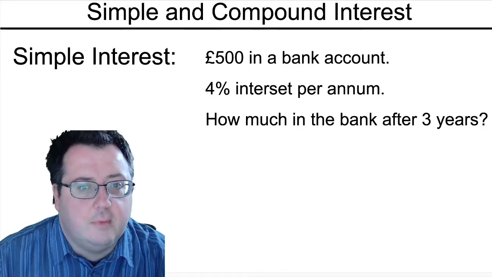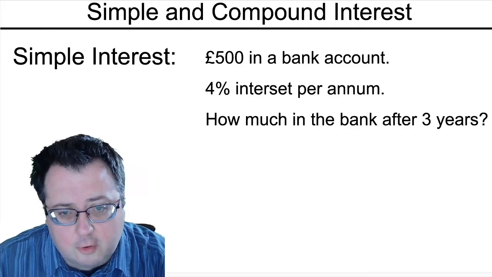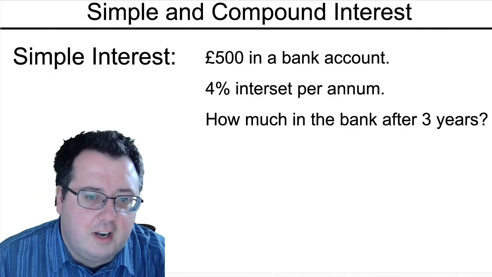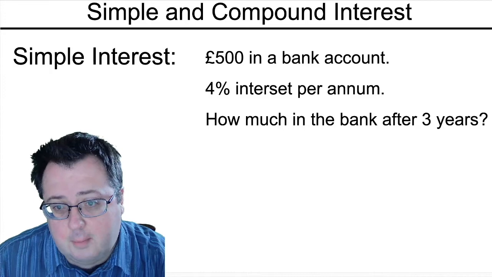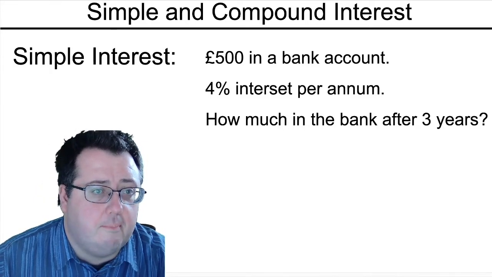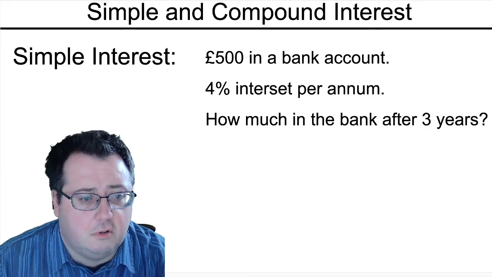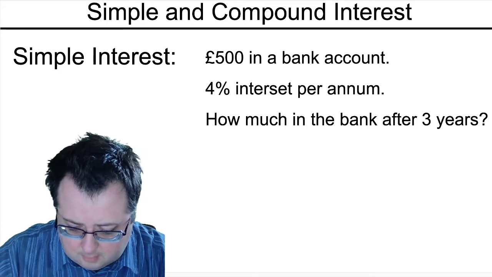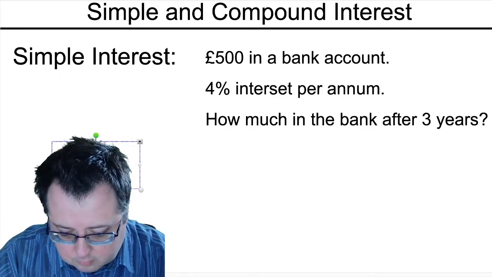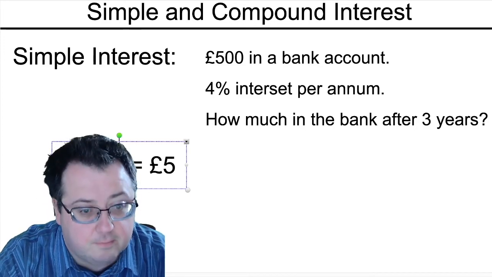Let's go through it. If you have £500 in a bank account and there's 4% interest per annum, how much is going to be in the bank account after 3 years? Let's just try and puzzle it through. Okay, so the original amount, 100%, is going to equal £500.